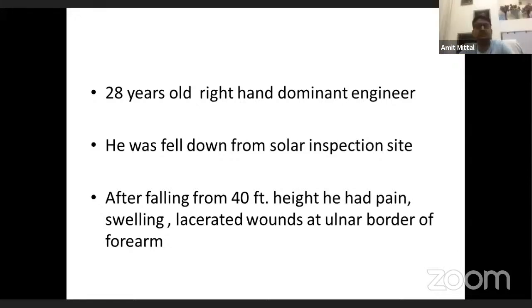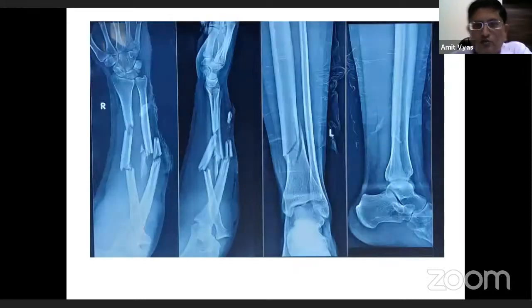Yes. So this is a 20-year-old right-hand dominant engineer who used to inspect solar systems. He was inspecting at a height of about 60 feet, and then he fell down. Probably he fell from a height of 40 feet, and he had pain, swelling and a lacerated wound in the forearm. He had multiple lacerations in the head, and pain and swelling in the dorsum of the hand also, and he had a lower third tibia fracture. So just for this subject, we will discuss the forearm fracture here. So these were the X-ray pictures.